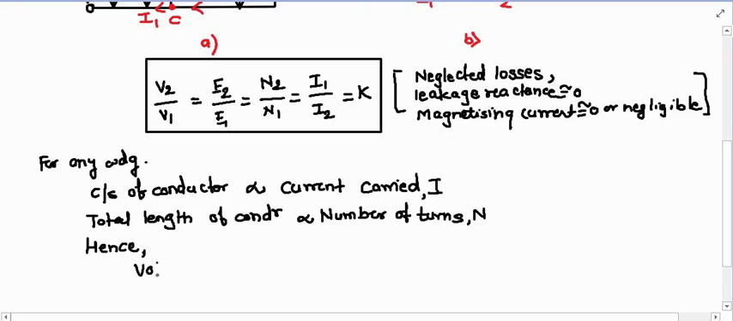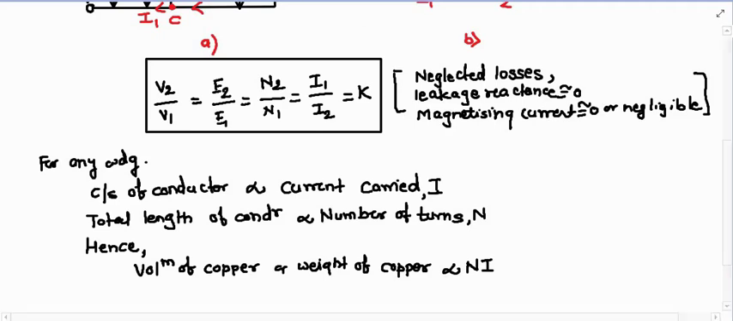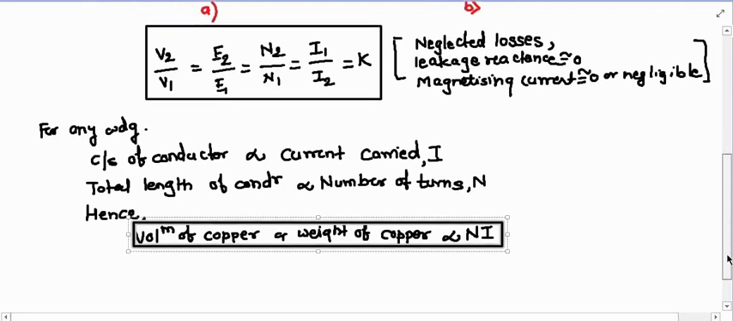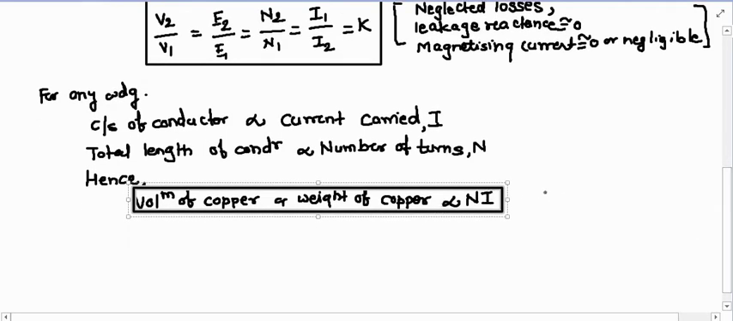So I can write down that the volume of copper or weight of copper is proportional to n into I. Because my volume is nothing but area into length. My area is proportional to current and my length is proportional to the number of turns.